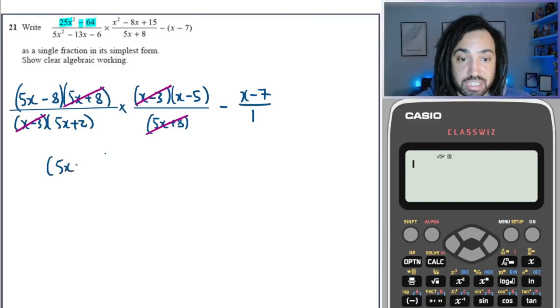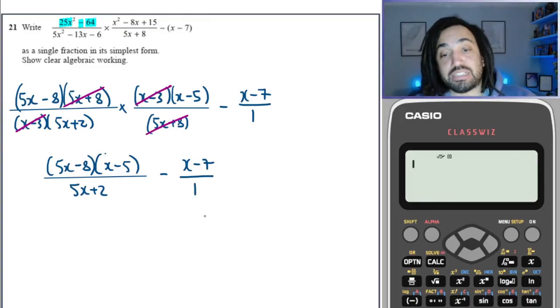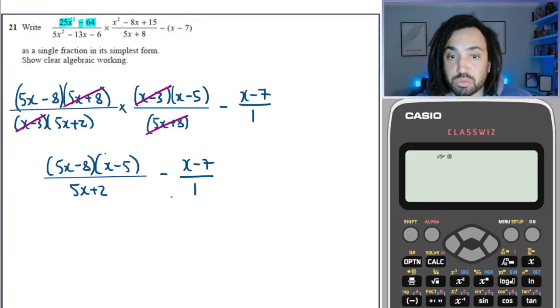So now let's multiply them together. So 5x minus 8, x minus 5. And I do not want to multiply out just yet. And then 5x plus 2. Perfect. And then we're subtracting x minus 7 over 1. Now, what's the common denominator? Because we're having to subtract, we need a common denominator.